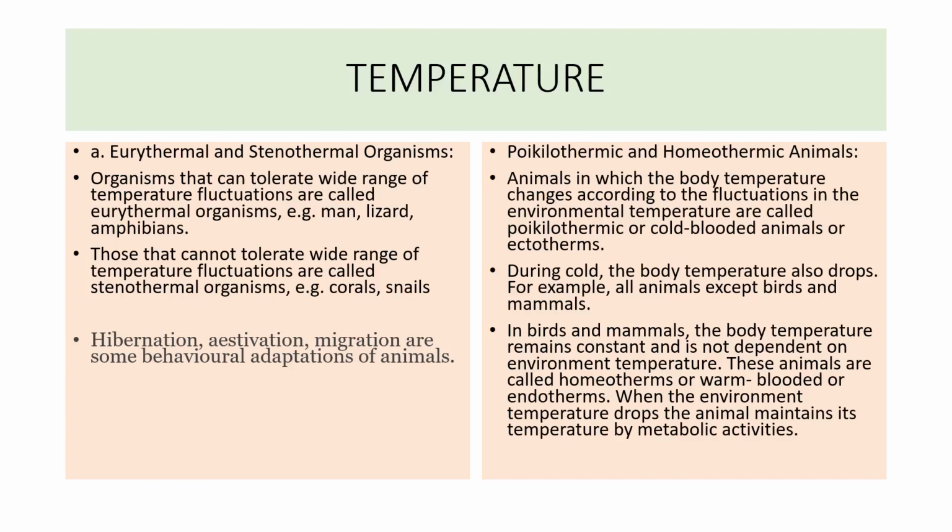Two types of individuals are there regarding the temperature. One is eurythermal, second is stenothermal organism. Eurythermal organisms are those which can tolerate a broad range of temperature, whereas the stenothermal organisms cannot tolerate the broad range. They live in a narrow range of temperature and they die if the temperature changes. For example, in the case of eurythermal, we can consider man, lizard, whereas in the case of stenothermal, we can consider the coral reefs as well as the snail.